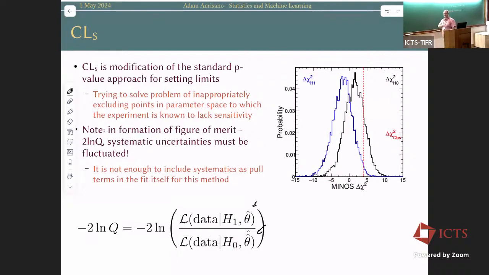I made a modification to my slides because it's something someone asked me. If you have systematic uncertainties, it's not enough to have the systematic uncertainties as pulls in your fit. When you do this method, we're going to generate fake experiments. You have to fluctuate your systematic uncertainties in the generation of the experiments in addition to in your fit in order for the method to work as advertised.